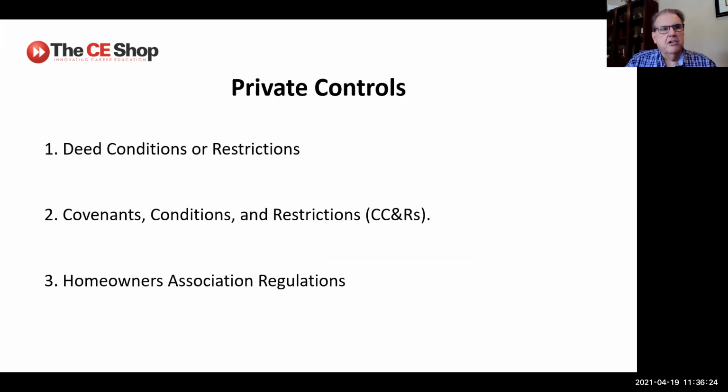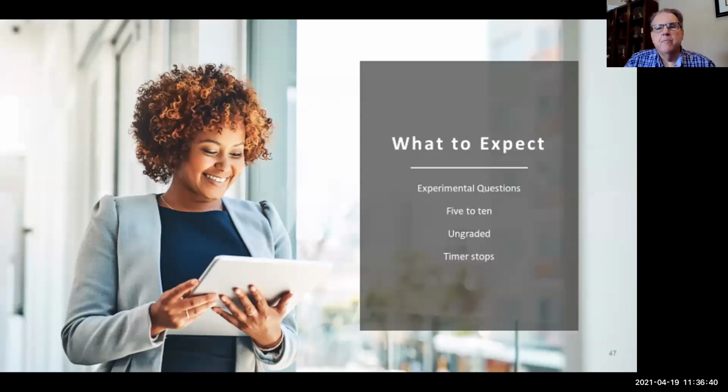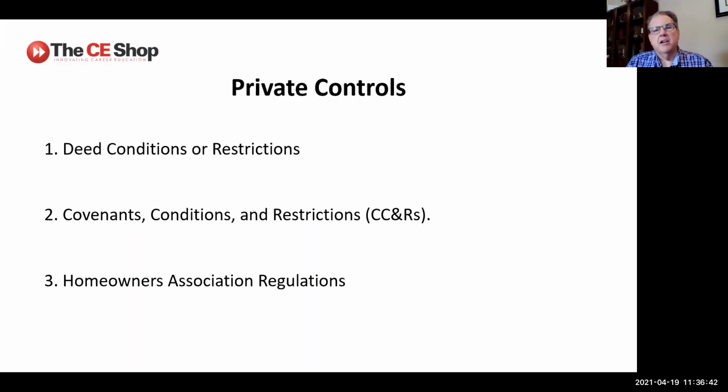Now, private controls. Deed conditions. It's one of my favorite topics, deed conditions. Covenants, conditions, and restrictions, otherwise known as CC&Rs. And homeowners association regulations. Oops, let me back up here and I'll give you the nitty gritty about these three topics. Hang on just a moment, please.